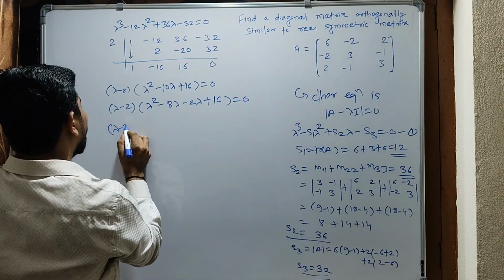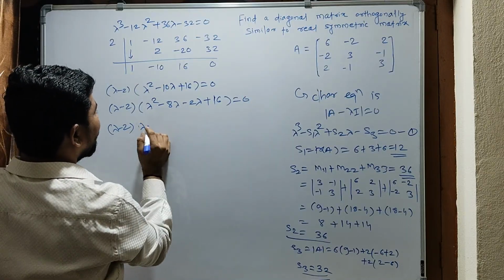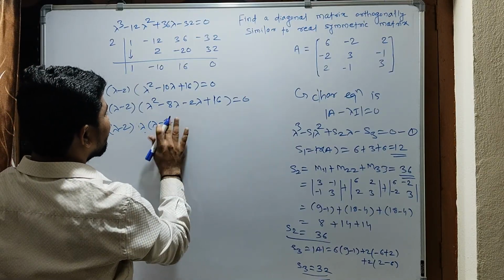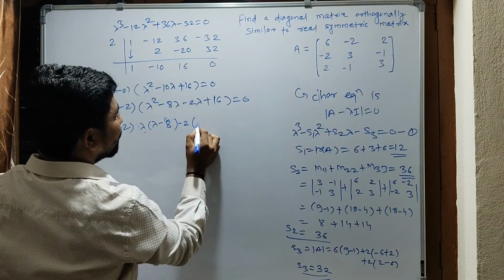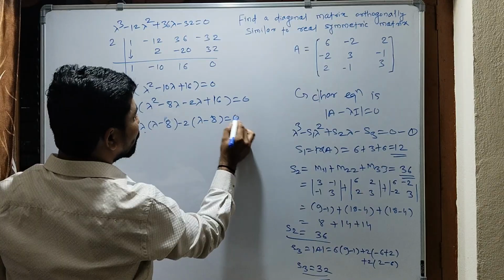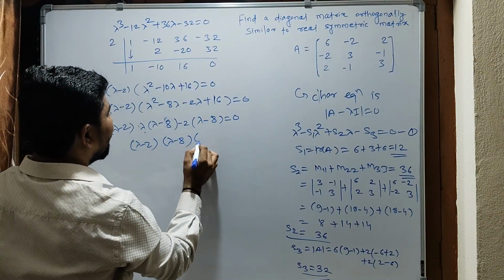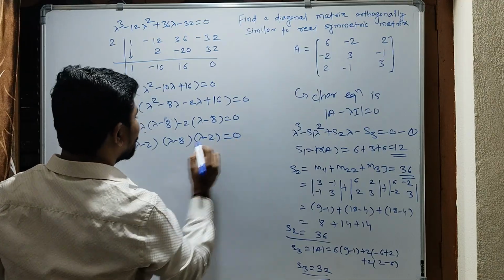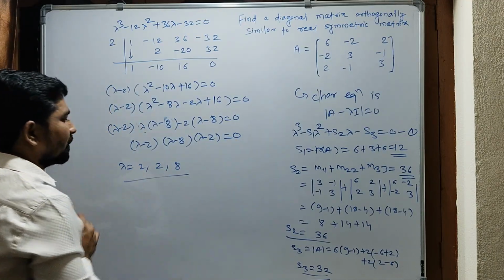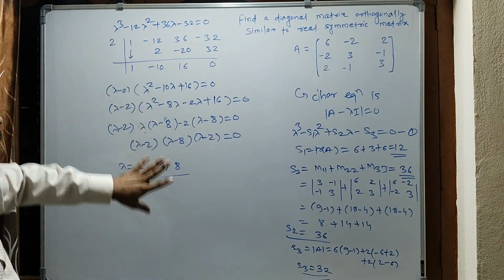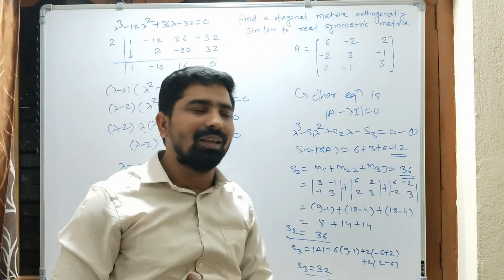You can check: from the first pair I take lambda as common, so lambda into lambda minus 8. From the second pair I take minus 2 as common, so that is lambda minus 8, which is equal to 0. So lambda minus 8 and lambda minus 2 equal to 0. Therefore lambda equals 2, 8. These are the roots of this equation. Therefore lambda equal to 2, 8 are the eigenvalues of my matrix A.